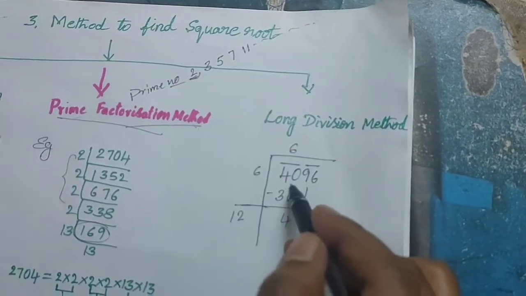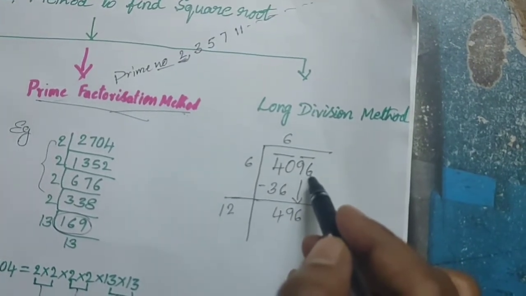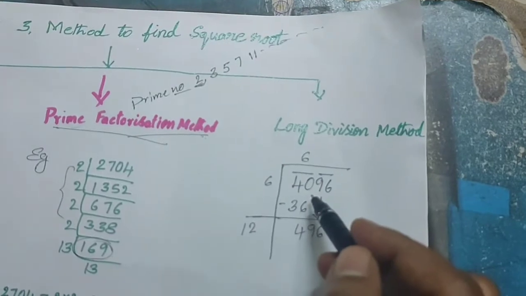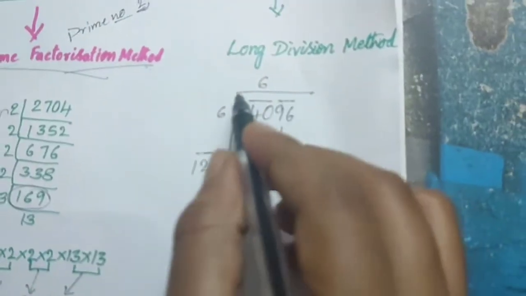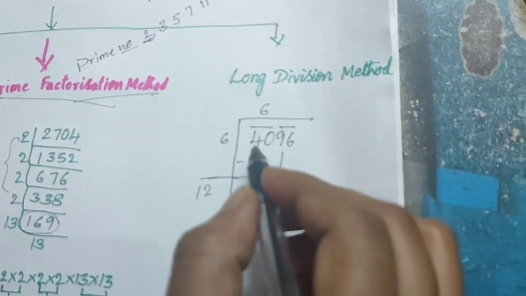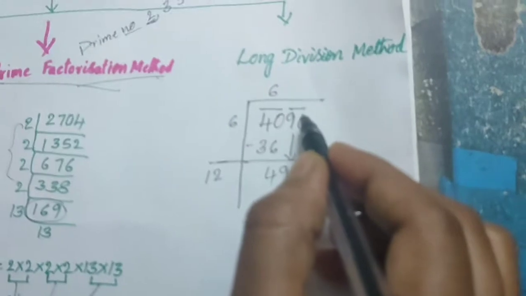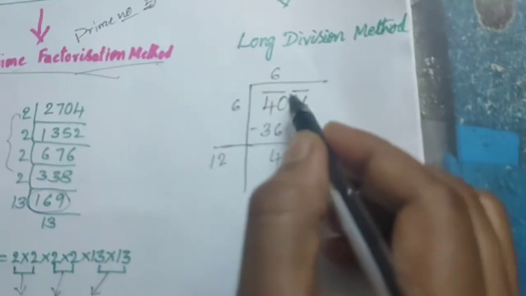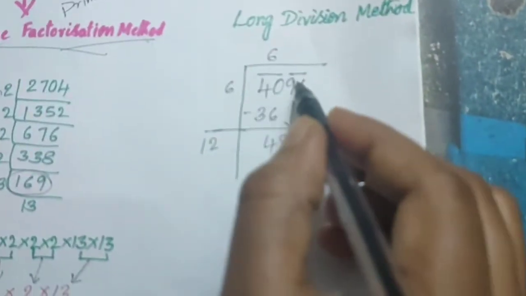Here I will take one number, 4096. In this method, the first step is to group the number by unit place, two numbers as one group. So 96 is one group and 40 is another group. So here there are two groups.